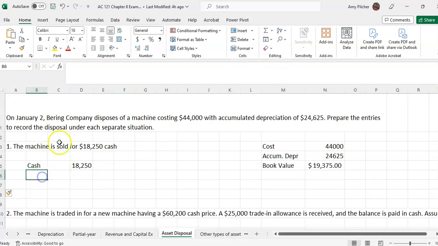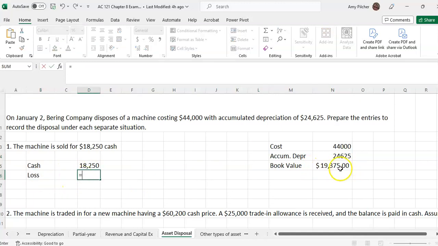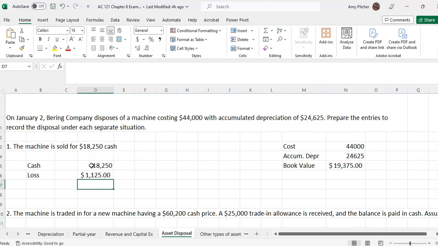Okay. Then we're going to have either a loss or a gain. So you can see here we have a loss because the book value is more than we received cash for it. So we have a loss, and the amount of that loss is the difference between the book value and the amount of cash that we received. Okay.